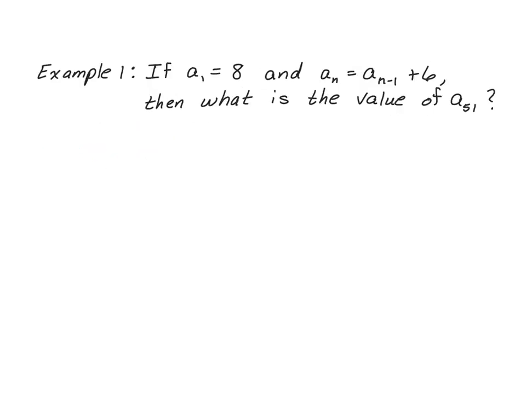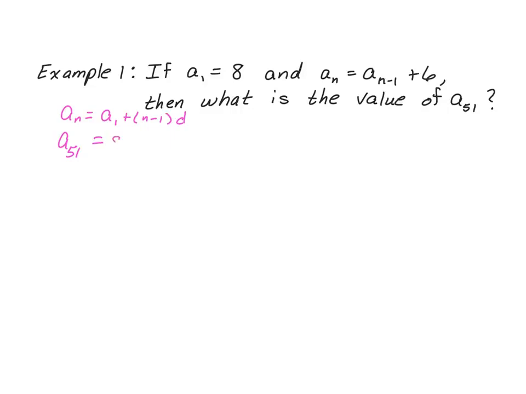All right, so let's look at example 1 here. In this example, it says if a sub 1 is equal to 8 and a sub n is equal to a sub n minus 1 plus 6, then what is the value of a sub 51? So a sub 51 is your 51st term. Now the formula, once again, was a sub n equals a sub 1 plus n minus 1 times d.